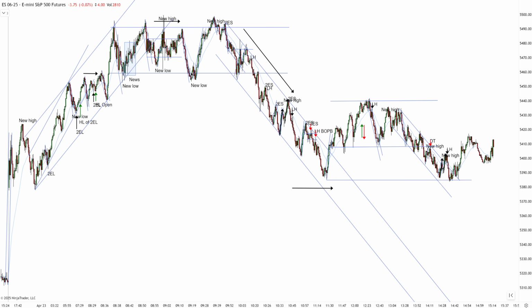So decent setups overall. We would have a little bit more setups if there were better signal bars here. Unfortunately, some of those bars were a little bit sketchy, but overall, you can find a few good setups.